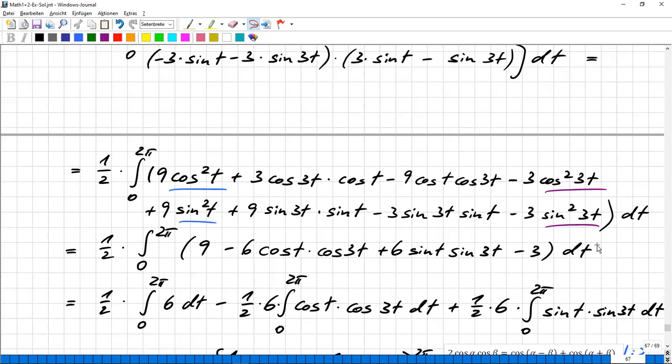Let me see. Yeah, also, of course, taking together this constant with this pure constant. 9 minus 3 equals positive 6. And then splitting up the integral, which we are allowed to do, of course. So we get 1/2 as a global prefactor times integral from 0 to 2 pi, and then just a constant 6 over dt. That's simple.